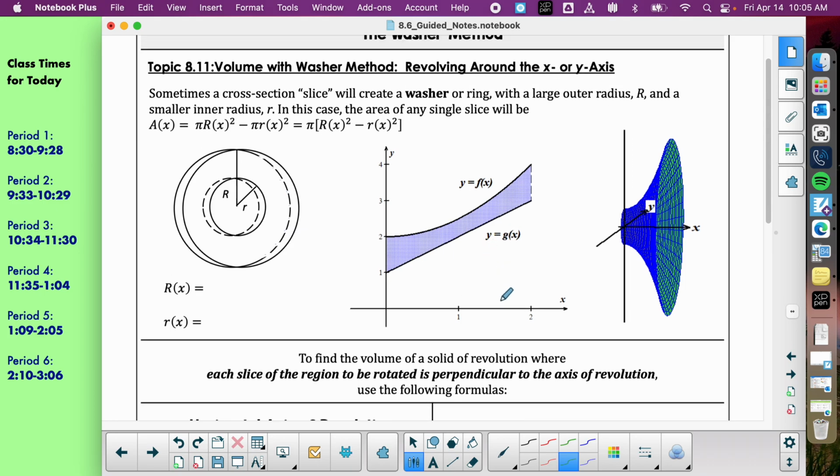Welcome. You didn't miss anything at all. We moved into three-dimensional volume.